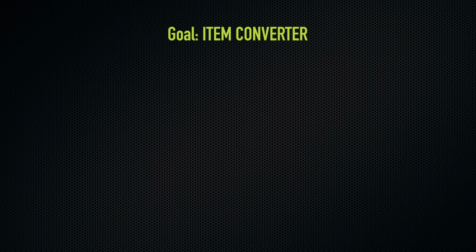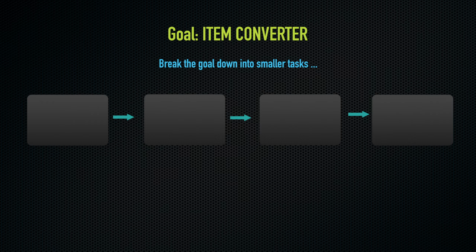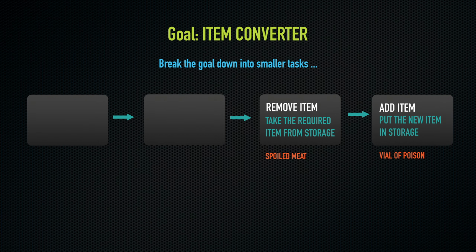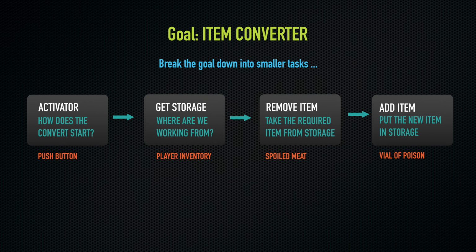When you build something new, it helps to break the goal into smaller problems. Our goal is to convert one item into another item. That means we remove one item and we add a different item. To do that, we need a reference to where the item is stored and where the new item will go. We also need a way to trigger the conversion, the activator.